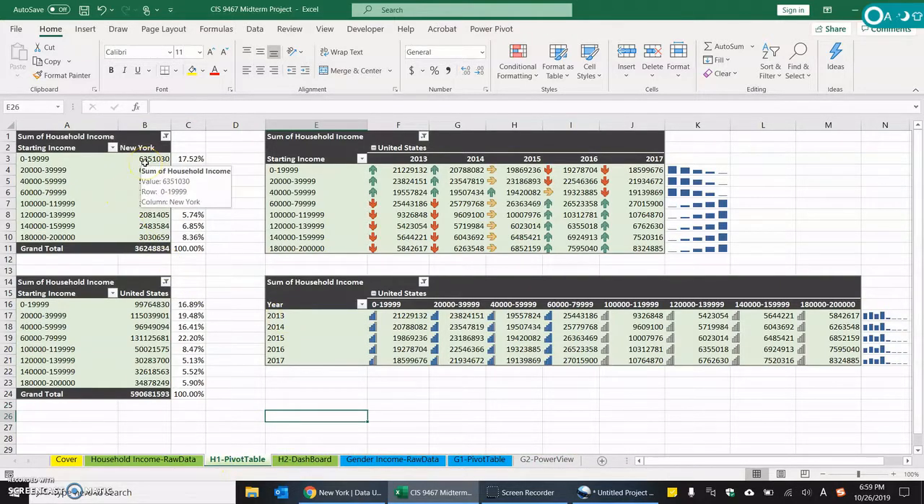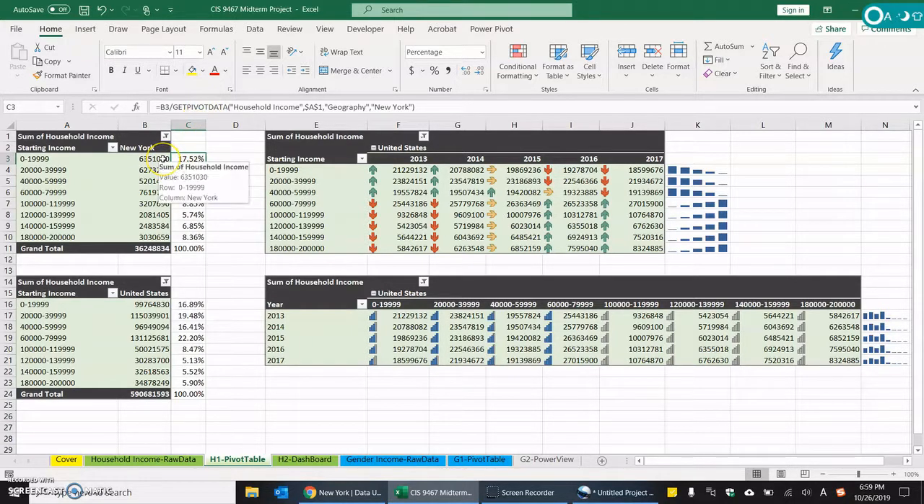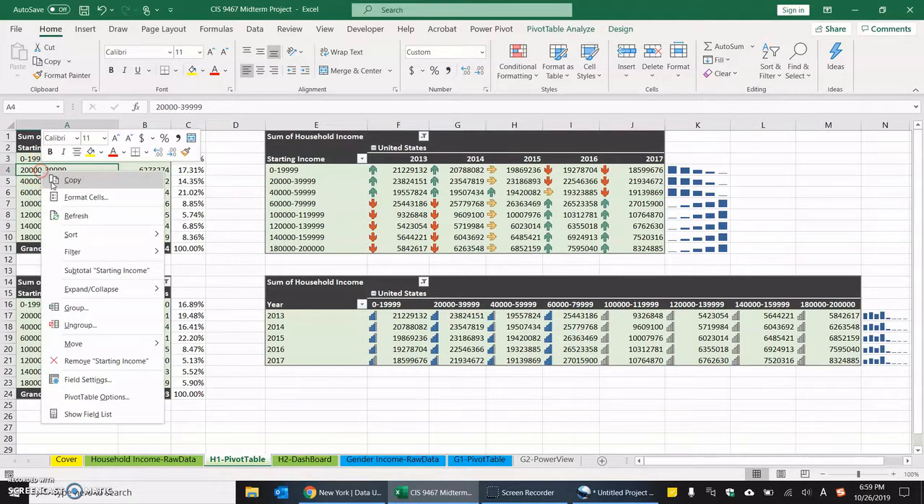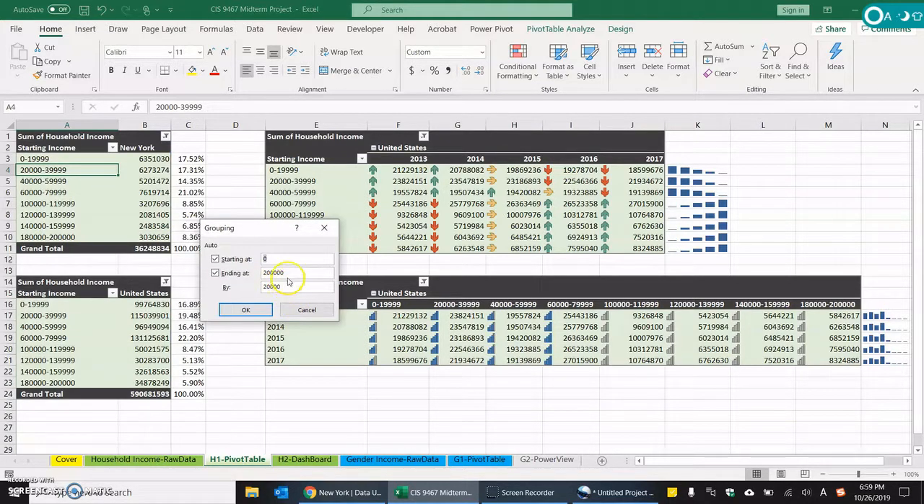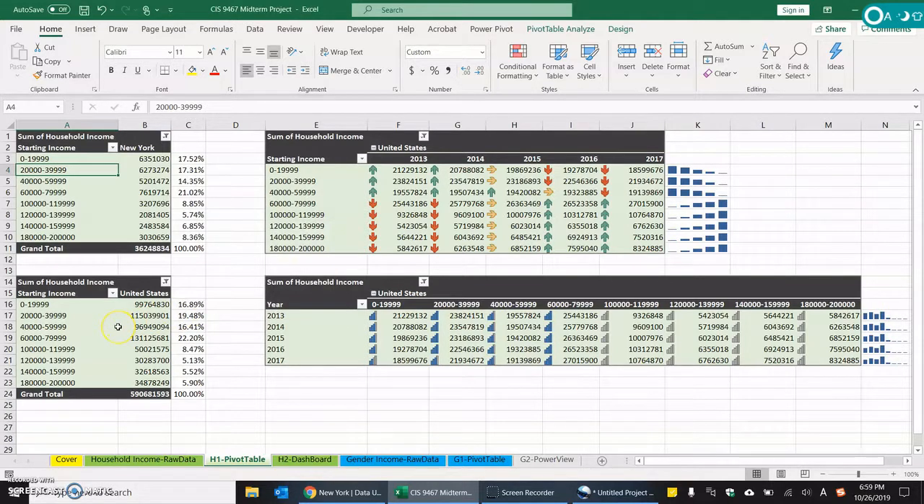The first one is for the New York State. It's a count of all the households with the starting income in this range, and there's a percentage calculation to calculate how many households are within that range. So all the starting income here, I group all of them by 20,000 and ended by 200,000. And the second table is pretty much the same, but this one's for the United States.